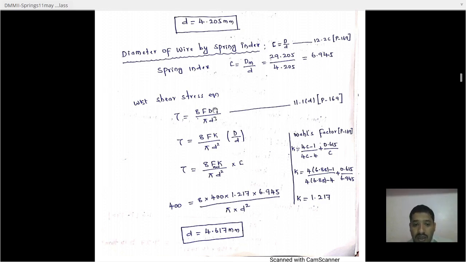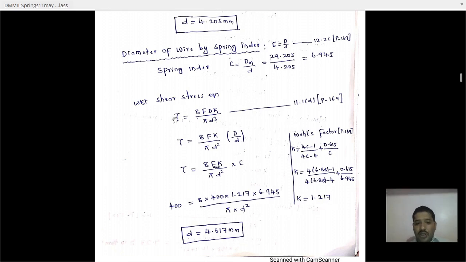If you want to find this K value, the Walsh factor, you need to follow page number 169. K is equal to 4c minus 1 divided by 4c minus 4, plus 0.615 by c, where c is the spring index. So K equals 4 into the spring index, 6.945, minus 1, divided by 4 into the spring index minus 4, plus 0.615 by 6.945. Is it right? After that you will get the value 1.217; I made a small mistake here. K is equal to 1.27.